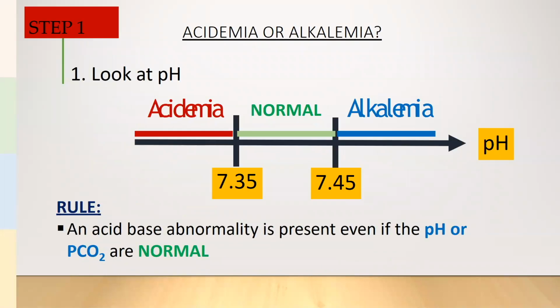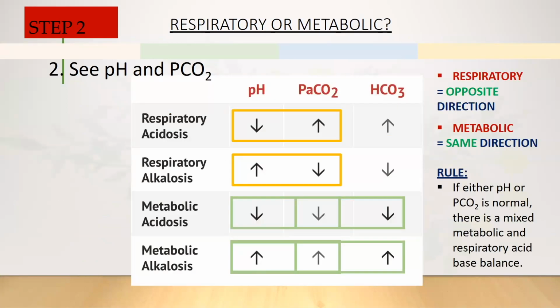So the approach to read the ABG: first look at the pH to decide acidosis or alkalosis. In acidosis, the pH is less than 7.35. In alkalosis, the pH is more than 7.45. And then we look at the primary component to decide whether it's respiratory or metabolic. Basically, you can look at the PCO2 itself. If it's acidosis with a high PCO2, it's a respiratory acidosis, whereas it's metabolic acidosis when the pH is in the acidosis range and the PCO2 is low or the bicarb is low as well.